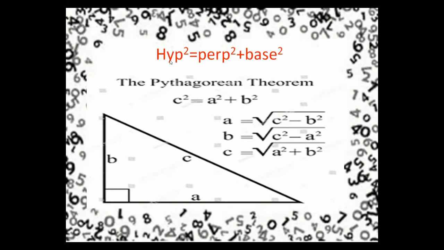So the Pythagoras theorem is: hypotenuse square is equal to perpendicular square plus base square. Or we may write it like this: c square, that is the hypotenuse, is equal to a square plus b square, the sum of the squares of the base and the perpendicular. C square is equal to a square plus b square.